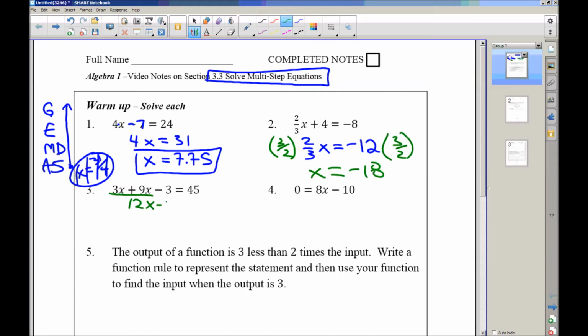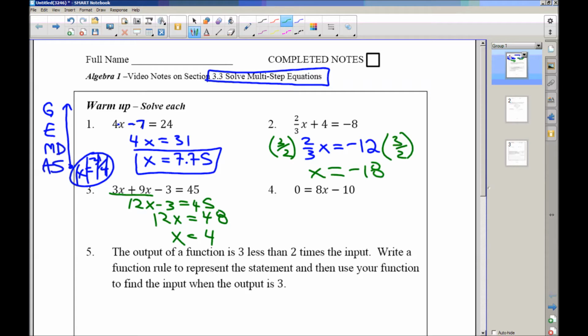Number 3, first combine these like terms on the left side. So 12x minus 3 equals 45. Okay, it's very similar to ones we did last time in the classwork, except we just brought down this minus 3 with it. Okay, now I have a two-step equation. So I'll undo it with adding first. This will give me 48. And then divide by 12 to get 4.